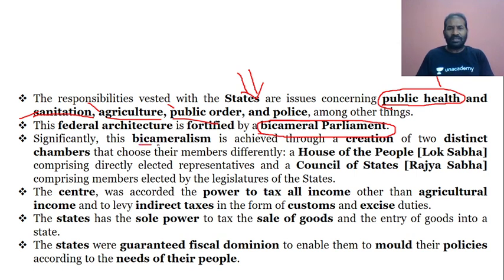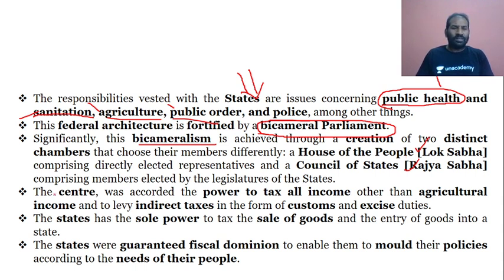And this bicameralism is the creation of two distinct chambers, as we have at the center, that is the Lok Sabha and the Rajya Sabha. Many of the states also have a bicameral structure in the assemblies, that is the Member of Legislative Assembly, the Legislative Assembly, and also the Council, and then the MLC also.